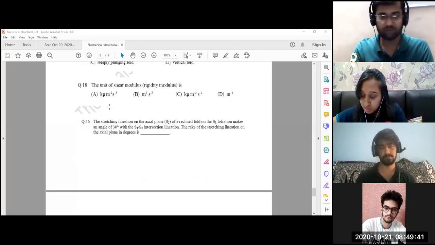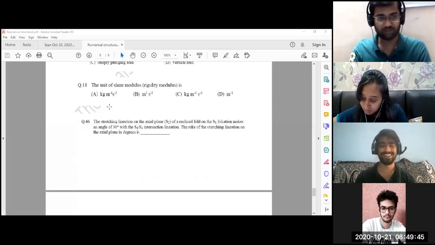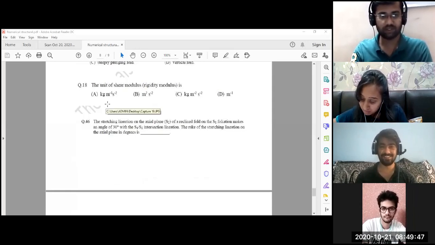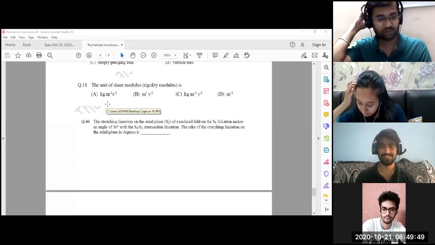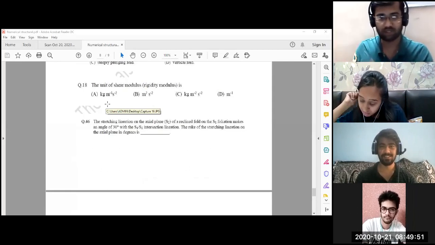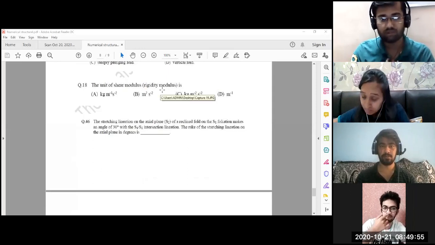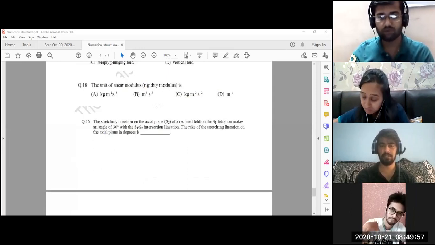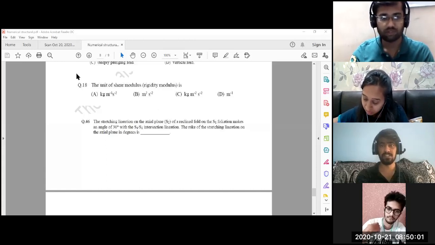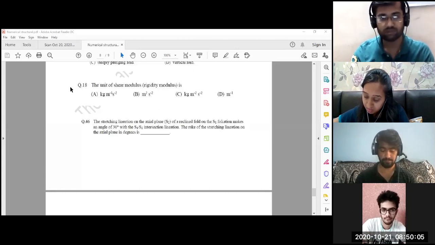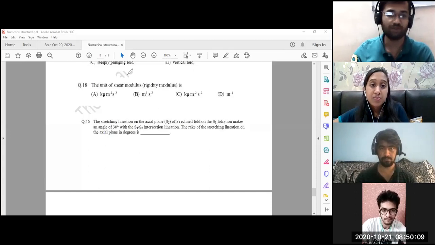Okay, now 11th standard physics, first lesson, units and dimensions. The question is the unit of shear modulus. Calculate MLT dimensions. Rigidity modulus. What is the formula for rigidity modulus? Symbol first. Tell me the symbol.